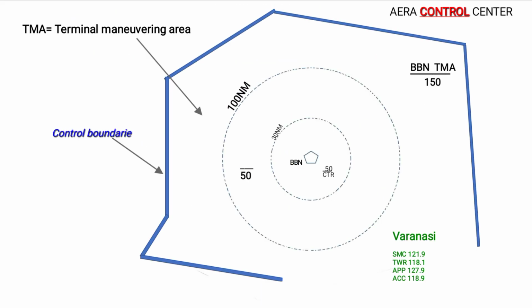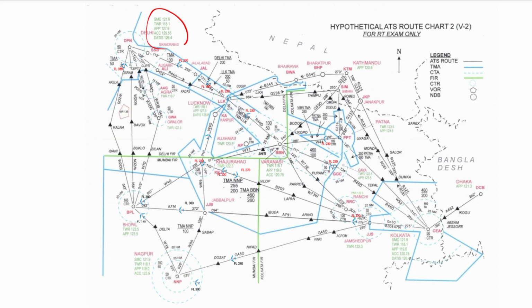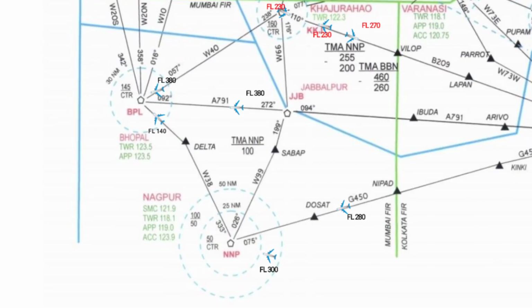All right, so this is how it looks in a rough way. And remember, these values are not fixed. The actual values will be given in the map. So let us have a look at the map now. Here it is, the map in front of you. We'll start with Nagpur. Nagpur has all four controllers: surface movement control, TAR, approach control, and area control center.